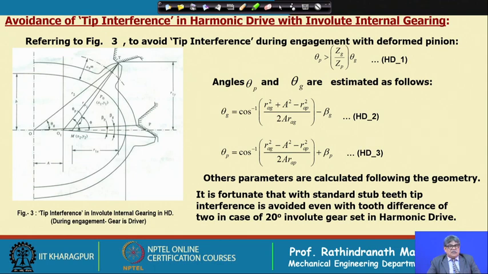Then of course, it can be kept 4, but most beneficial will be if we use the 2 teeth difference, which is very common in applications. It is due to the flexion of the flex spline. As the flex spline is being flexed, it is forced to deflect, and it helps in disengagement as well as in engagement.